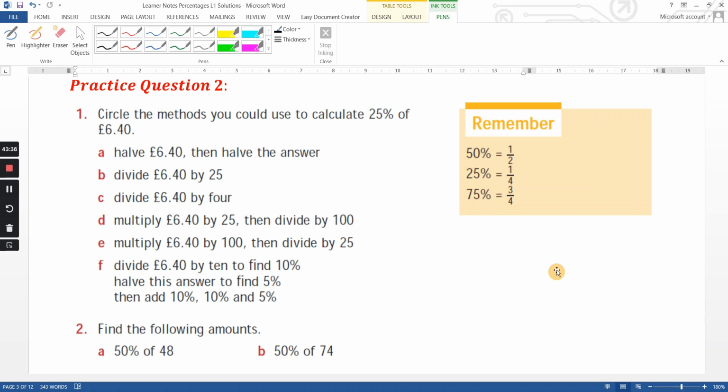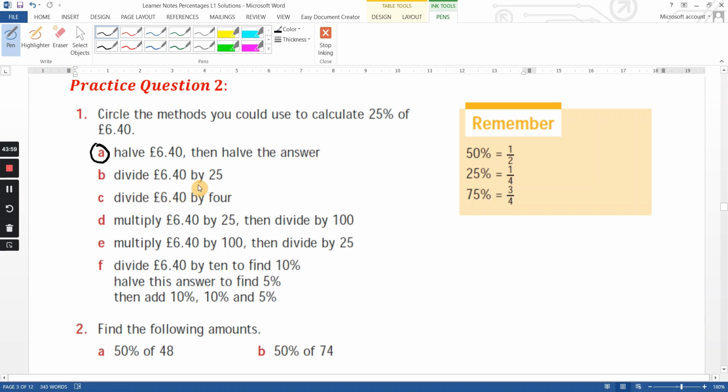So practice question 2, number 1. Circle the methods you could use to calculate 25% of £6.40. So I reckon it's going to be more than one answer. So half £6.40 and halve it again. Yeah, half will give you 50%, half again will be 25, so definitely that works.